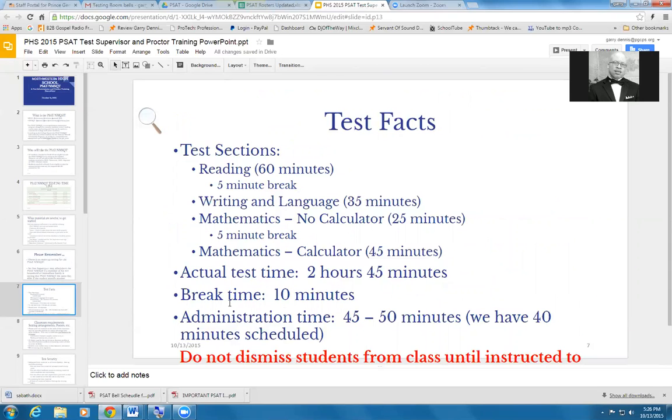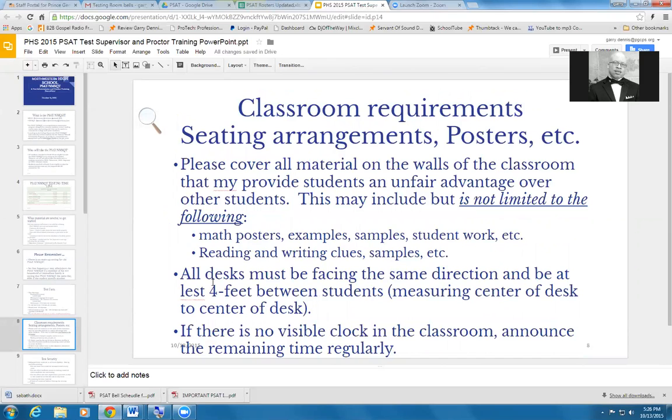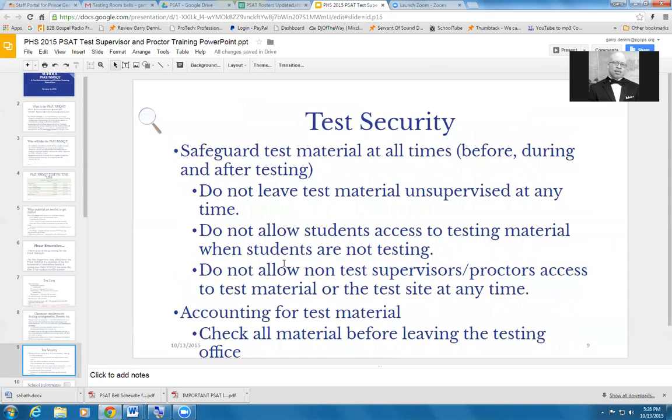Okay, so testing facts. I just went over what it looks like in a bird's eye view. Classroom arrangements, and we talked about that in the meeting. Please ensure that the walls are covered, and most of those rooms look pretty good, that there's nothing that students can refer to as far as testing is concerned. Desks are traditional in rows, everyone facing the same way, 4 inches apart. Yeah, that's about it. And the clock, which is not as important.